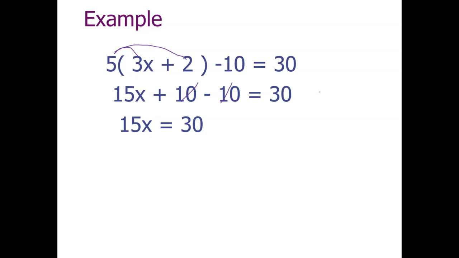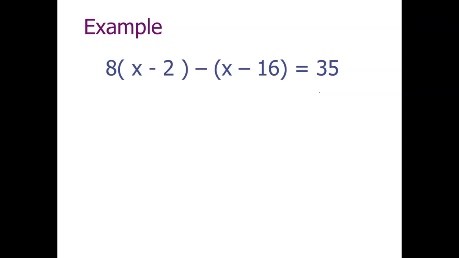To make x isolated, alone, we will divide both sides by 15. 15 and 15 will get canceled. 30 divided by 15 should give you x equals 2 as our final answer. Let's try one more example using the property in a linear equation.